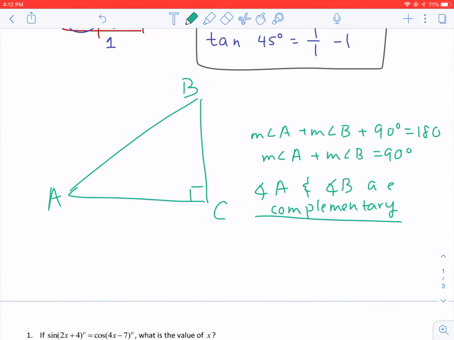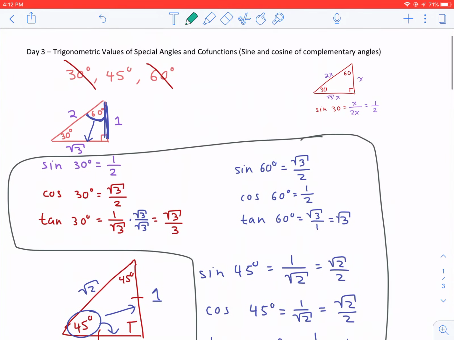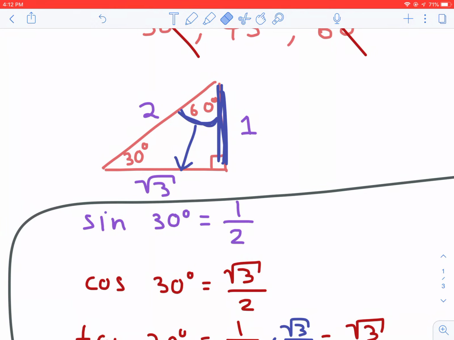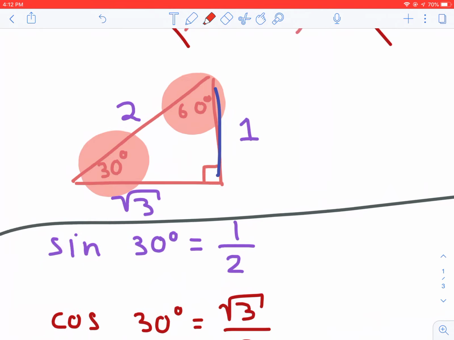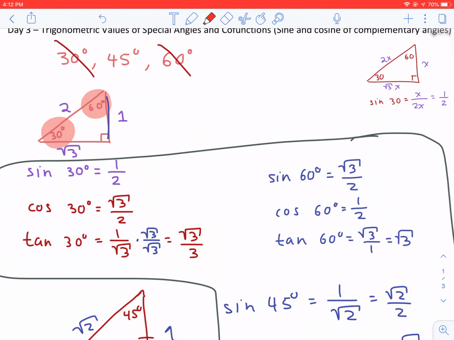So this is pretty important because, well, if we look at this right triangle here, of course 30 degrees and 60 degrees, again, those are complementary. And if we look, sine of 30 degrees, that's the same thing as cosine of 60 degrees.